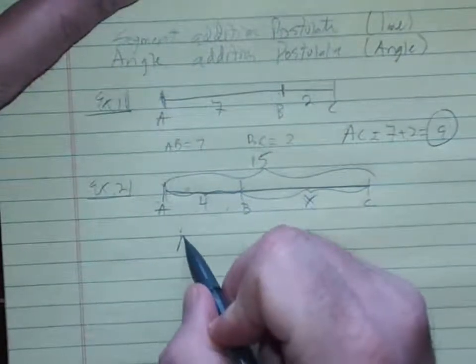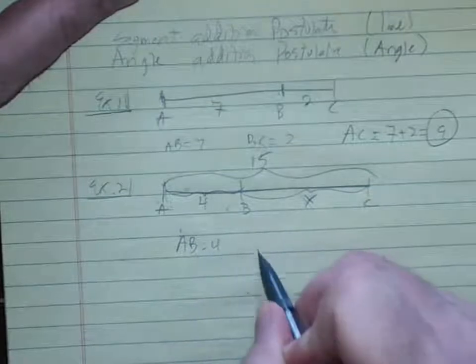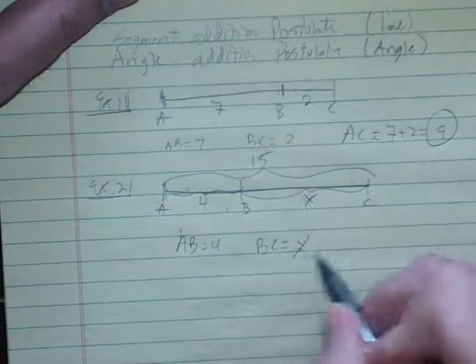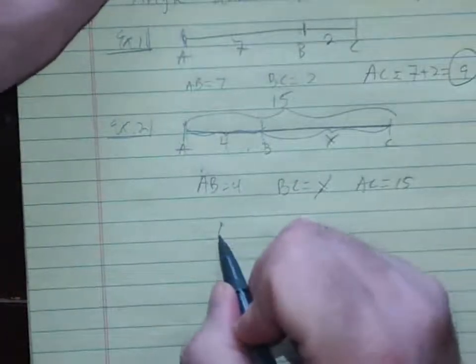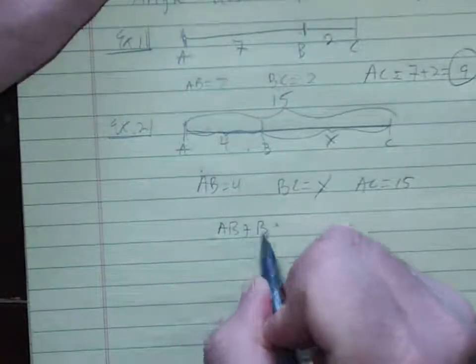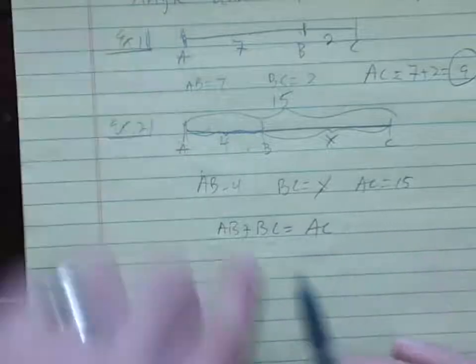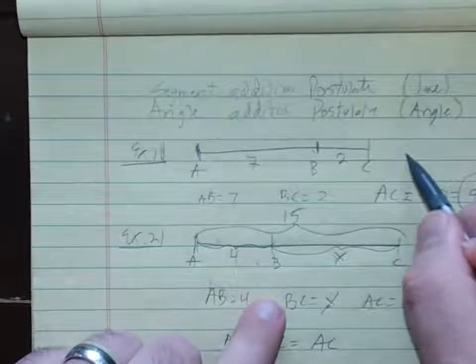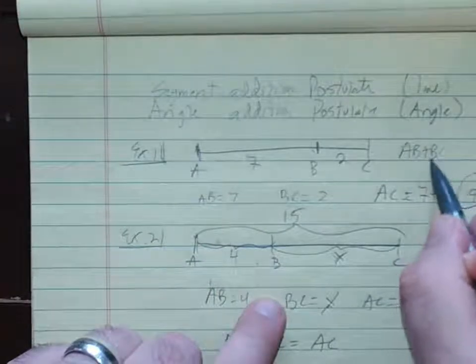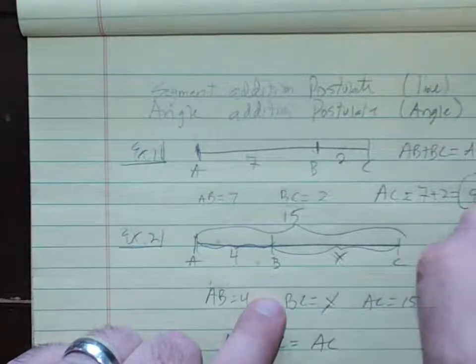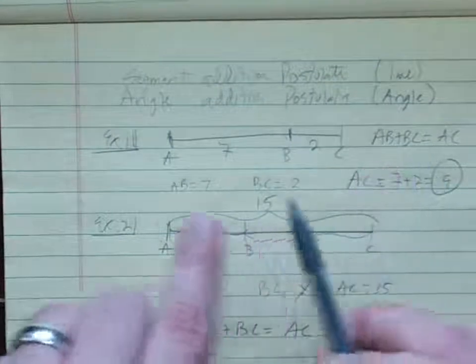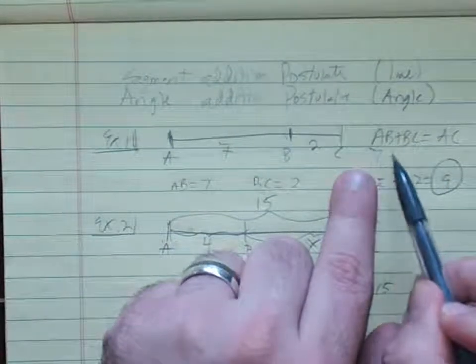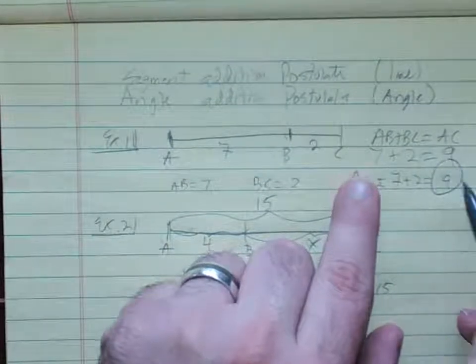I'll even write it out. AB equals 4, BC equals X, and AC equals 15. What you have to remember is that AB plus BC equals AC. That holds true. That's what we did up here, right? AB plus BC equals AC. And in this case, I was able to go, oh, 7 plus 2 equals 9.